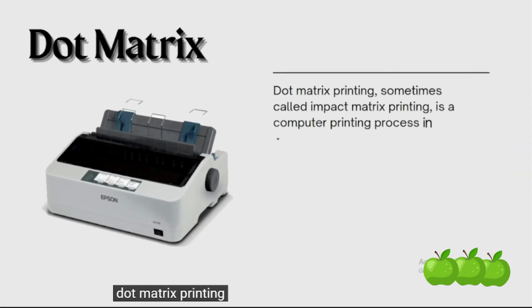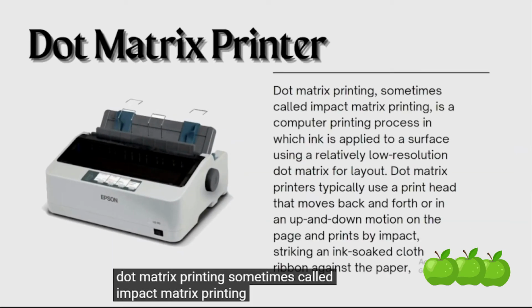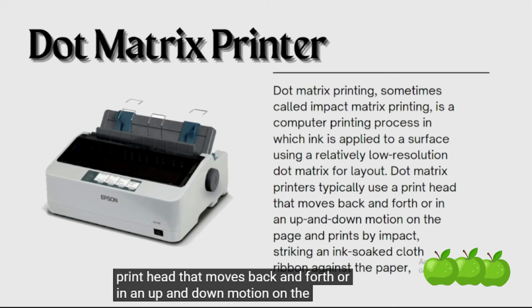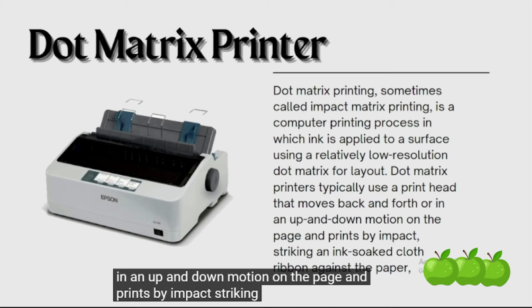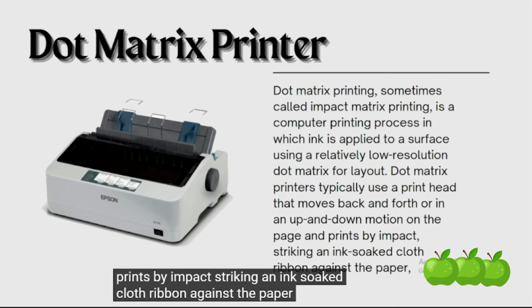Dot matrix printing, sometimes called impact matrix printing, is a computer printing process in which ink is applied to a surface using a relatively low-resolution dot matrix for layout. Dot matrix printers typically use a print head that moves back and forth or in an up and down motion on the page and prints by impact, striking an ink-soaked cloth ribbon against the paper.